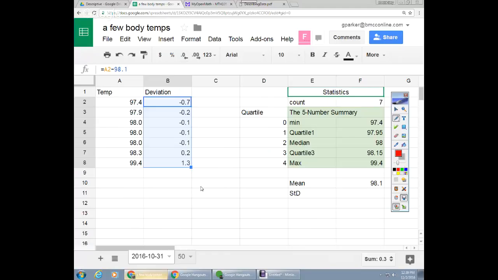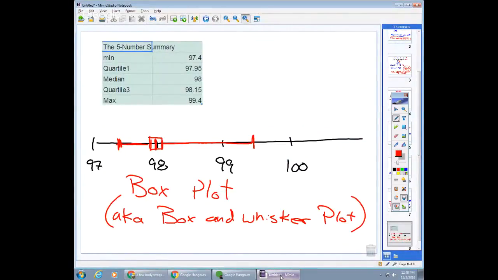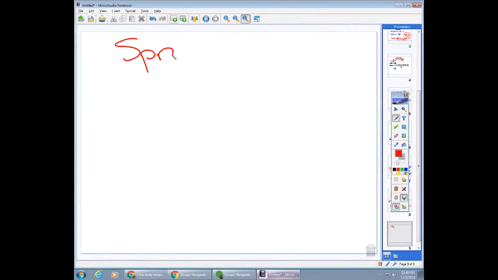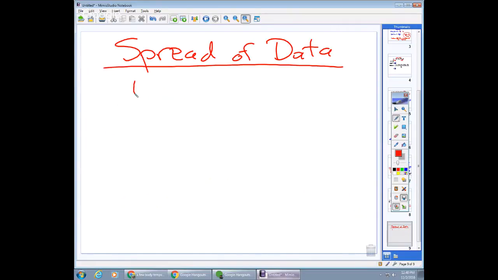Now here, since nobody was exactly the average, because the average was 98.1, there we go. Everybody has a deviation. So deviation helps talk about the spread of the data. So there's a few ways to talk about spread of data. One way, and we did this the other day, was looking at the range of data. Range is always the max minus the min.